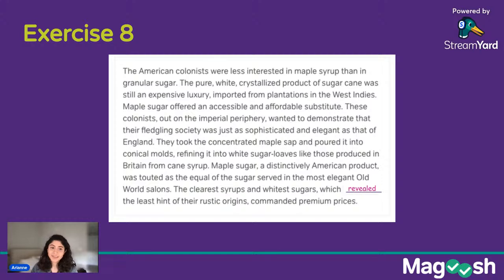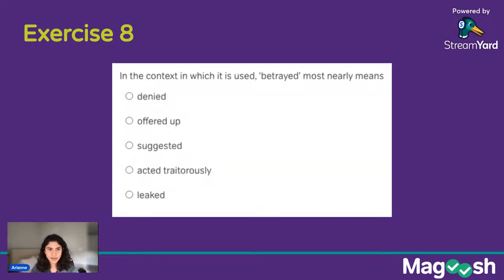So revealed is showing, right? But it's because of what we have after that blank. The least hint is it revealed nothing. It revealed barely anything. So reveal is our prediction. Let's compare that to the answer choices.